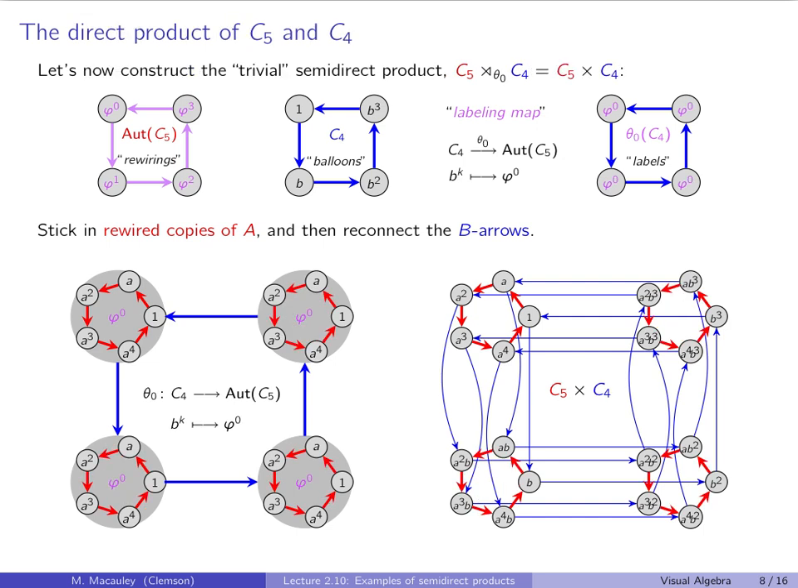Now, there's actually one more semidirect product we can do, and it's the direct product. Remember, the direct product is a special case of a semidirect product, and that's where in each of these balloons, we stick in the identity rewiring. So here's that labeling map mathematically. Here's what it looks like in terms of balloons. And here's what it looks like when we actually stick the unrewired copies in the nodes and we connect them up. This is the Cayley graph for C5 cross C4.